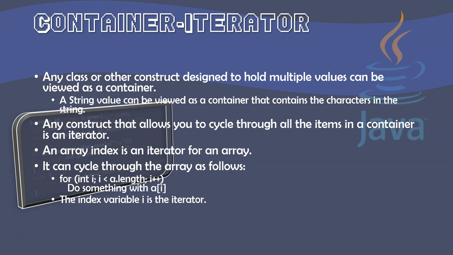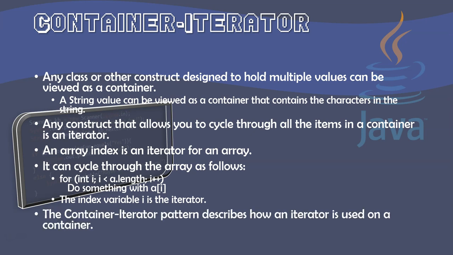So if we say for int i, and i is less than a.length, i++, do something with a[i], we can say that the variable i is our index variable for our iterator. The container iterator pattern describes, of course, how an iterator is used on that container.